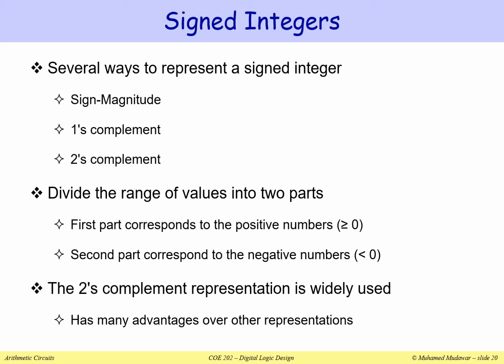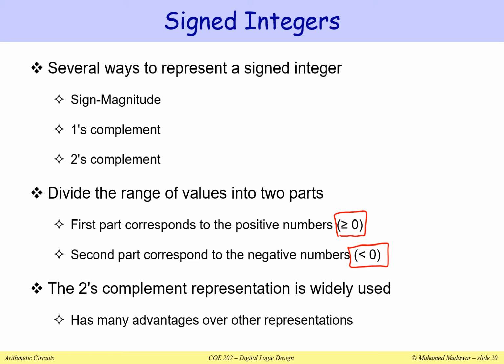The idea is to divide the range into two parts. The first part will correspond to the numbers that are greater than or equal to 0. And the second part will be the negative numbers that are strictly less than 0. So half of these values will be greater than or equal to 0, and the second half will be negative.